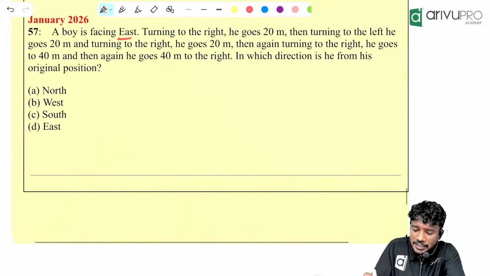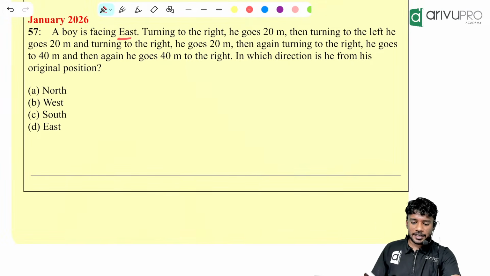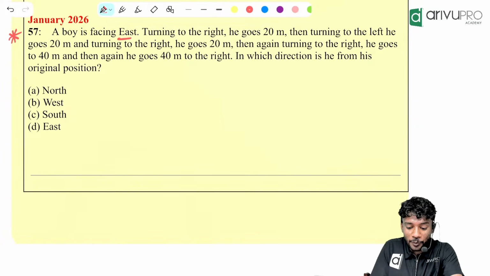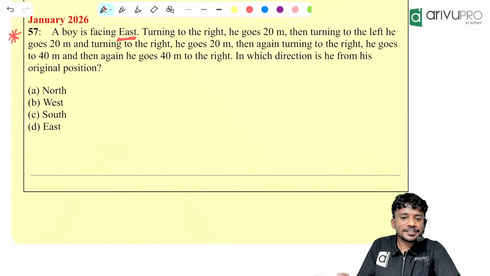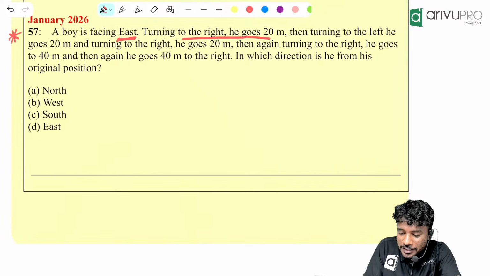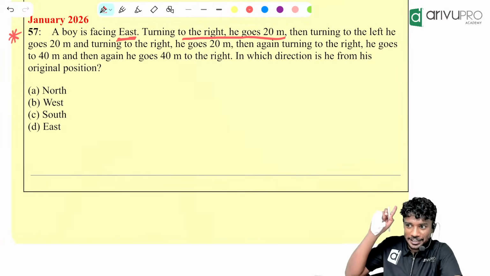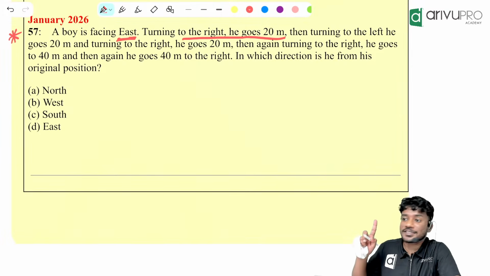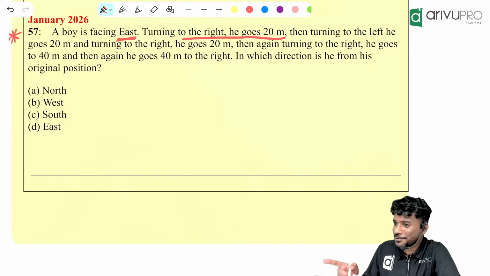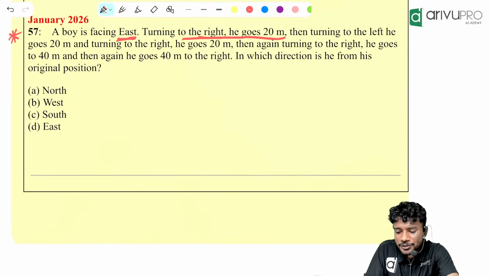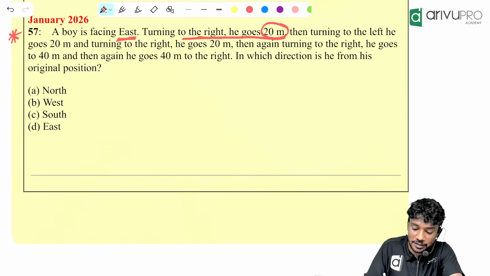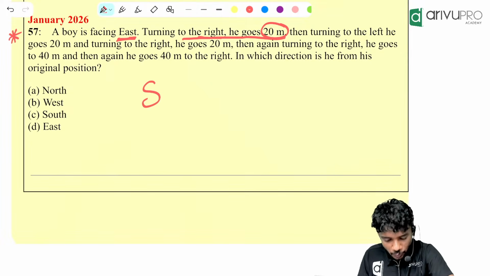Now look here. A boy is facing east. It's a tricky question because it is a repeated tricky question. We already did it. Initially a person was looking west and turned left. Okay, here what is given? A boy is facing east. Now many people will randomly start taking east and start doing. But turning to his right, he goes 20 meter. Is it repeated? Initially there was a question: a person is facing west, then he turns right and walks. Here what is given? A person is facing east. Turning to the right, he goes 20 meter. That means the initial direction is what? South. Now read the last line.